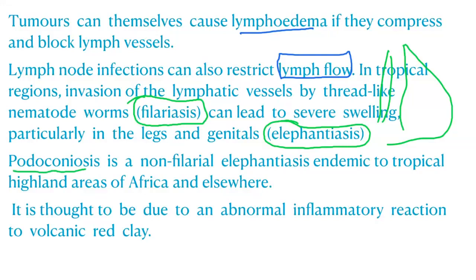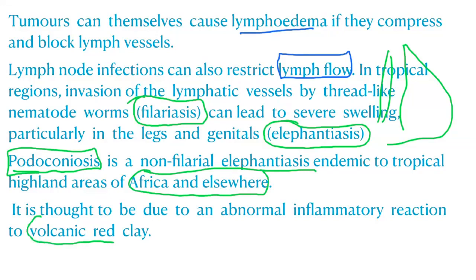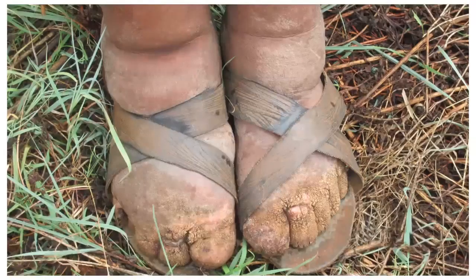Podoconiosis is a non-filarial elephantiasis endemic to the tropical highland areas of Africa and elsewhere. It is thought to be due to an abnormal inflammatory reaction to volcanic red clay. The clay is from volcanic eruption, so whenever they work in the fields, this is podoconiosis. This is not filariasis.